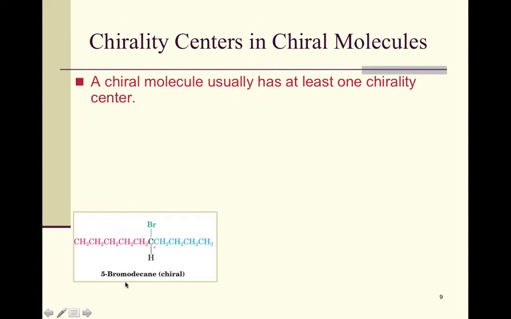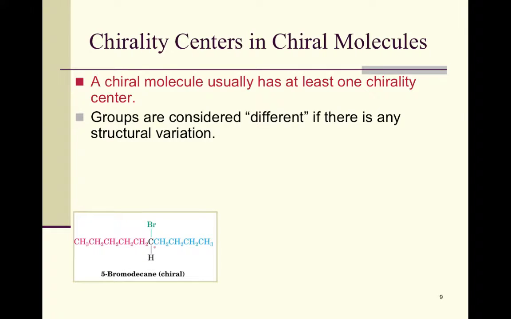This is 5-bromodecane. When we have a carbon that has more than one hydrogen, it's impossible for it to be a chiral center because it has to have 4 different things on it. But when we get to this 5th carbon here, notice that I have a bromo, which is different than the hydrogen, and the left-hand side has a different number of carbons than the right-hand side. So this carbon right here is a chiral center.